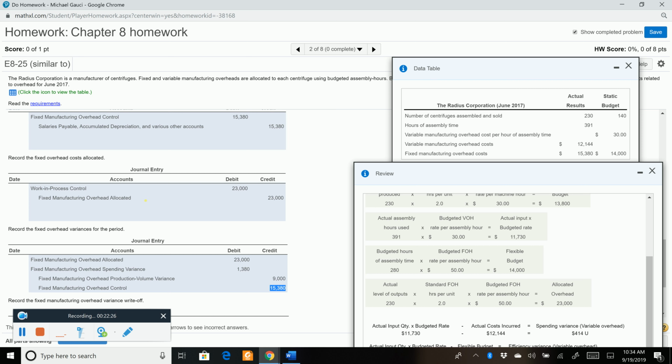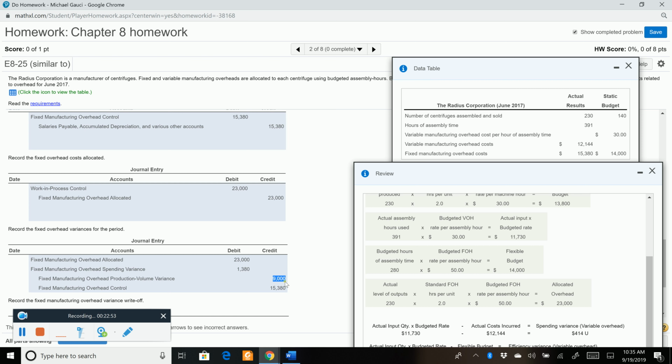The fixed overhead allocated had a credit of $23,000. So at the end of the period, I will close that out with a debit of $23,000. And then we have our spending variance, which we calculated earlier as an unfavorable variance, so that'll be established with a debit. And we had our production volume variance.